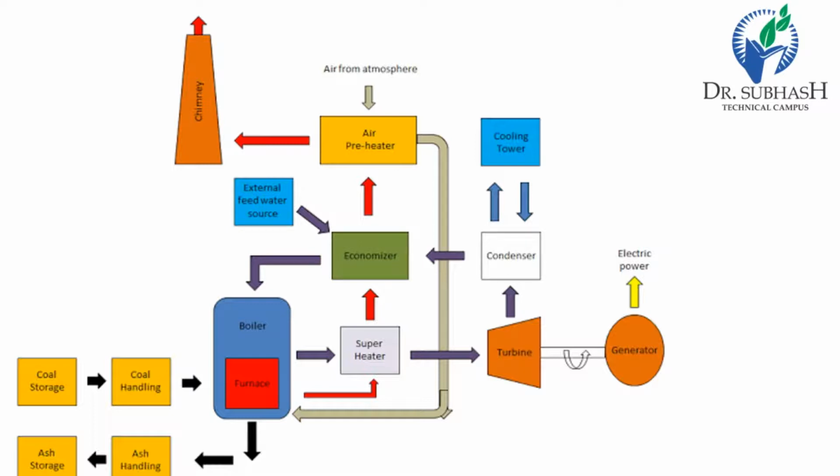The fourth main part is the alternator. The steam turbine is coupled to the alternator, and the alternator converts mechanical energy of the turbine into electrical energy.